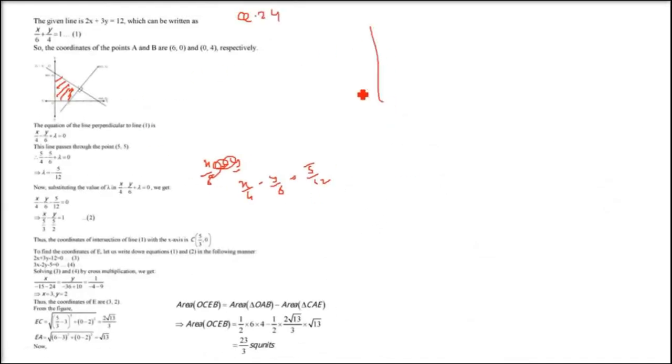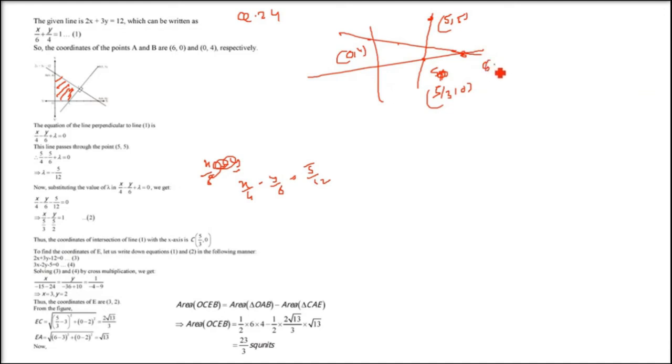I'm saying that this line is coming from (5, 5). So we found the line which is perpendicular, and we say that this is passing through (5, 5). We put it here and get the x and y intercepts, dividing by 5/12. So this point we found, (5/3, 0), is this point. This is the second line, the perpendicular line intersecting. This we have already found out, where x is 0 y is 4, and x is 6 and y is 0.